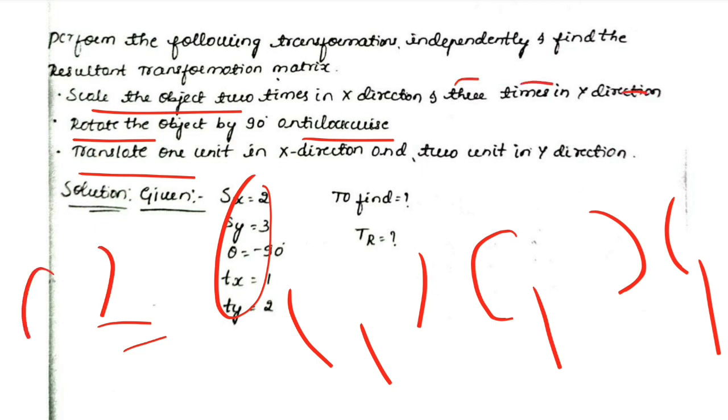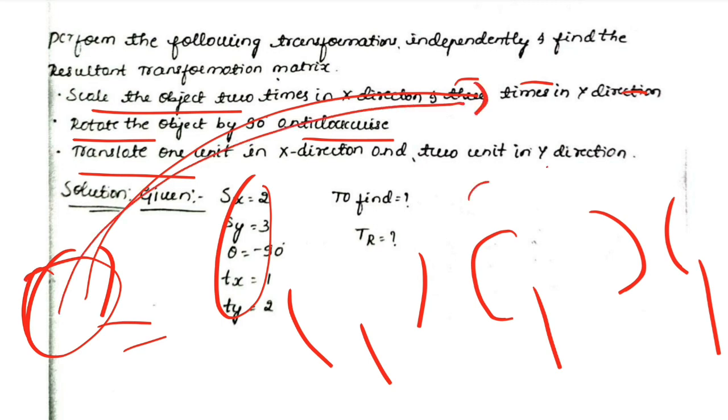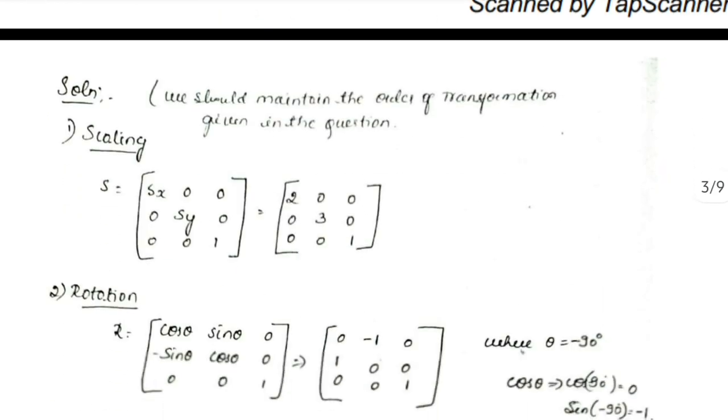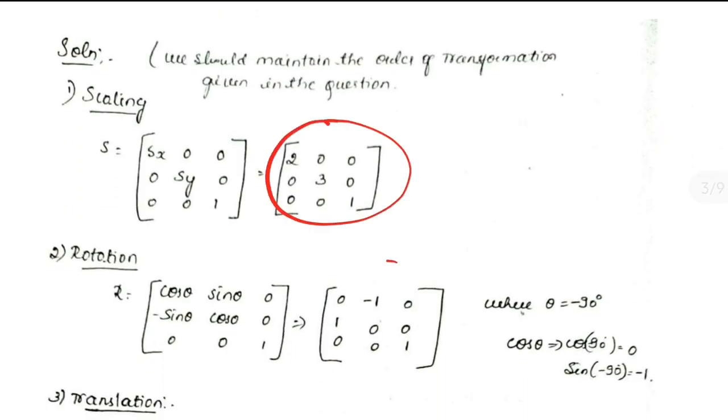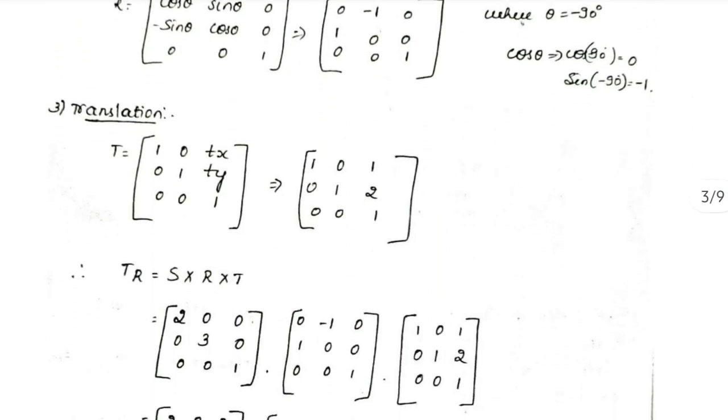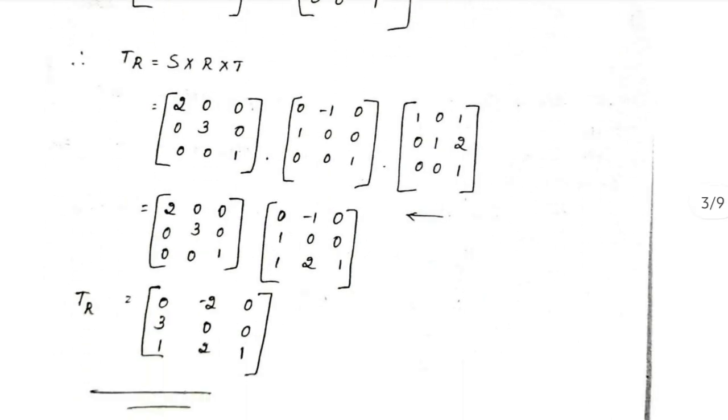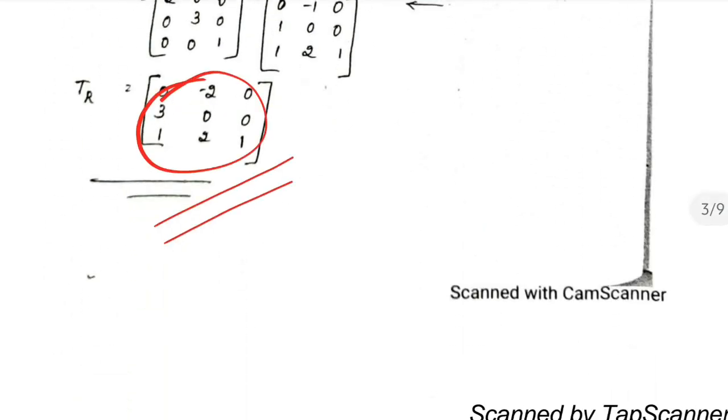Remember, if you have points, you can use this matrix to multiply with the points to find the final points, but the points are not given, just the matrix is asked. So we'll just multiply the 3 matrices. This is the scaling matrix, this is the rotation, and this is the translation matrix. So we'll just multiply all 3 to get the final matrix, and that's the final solution.